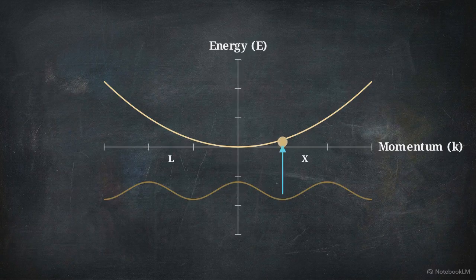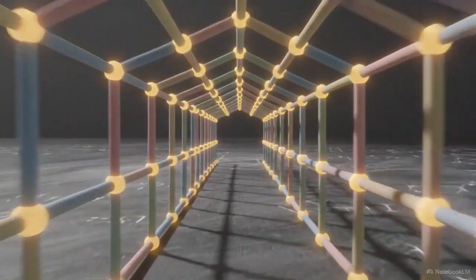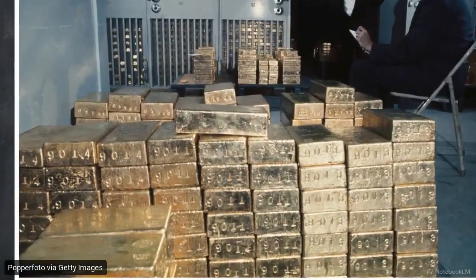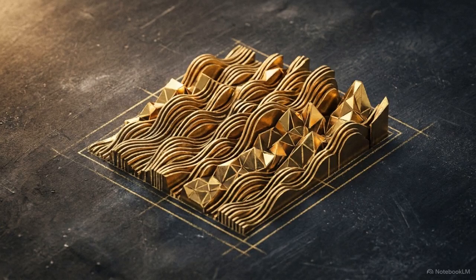Because the change in momentum is virtually zero, the transition must be vertical. The electron moves straight up the energy axis. In gold, these vertical paths line up with that 2.4 electron-volt energy requirement near the highly symmetric X and L points of the zone. The color of a gold bar is the macroscopic result of these precise vertical transitions happening trillions of times a second.